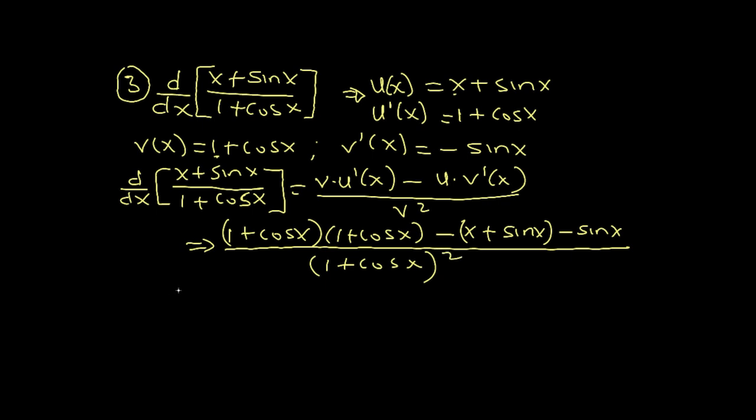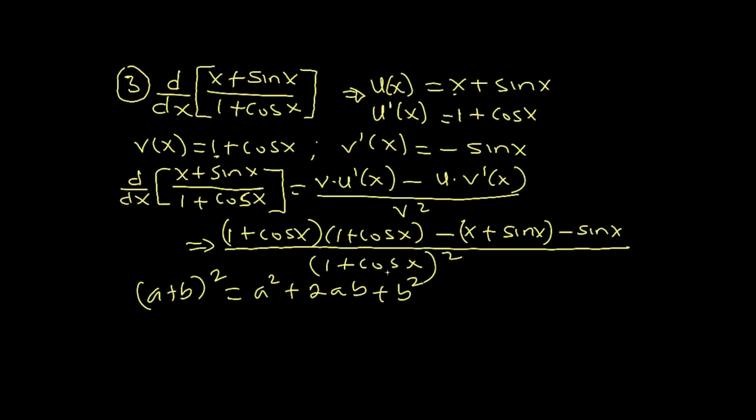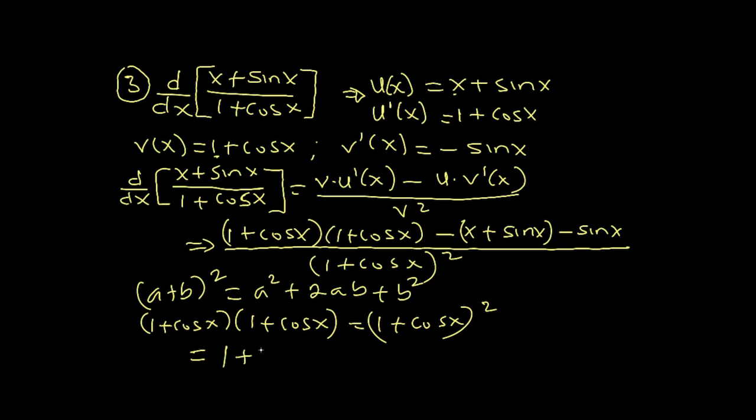So we can expand the numerator. If you do the expansion, note (a plus b) squared will be a squared plus 2ab plus b squared. So that's what we are going to apply in this case. My a is 1, my b is cos x, and we can write these two expressions. We can write 1 plus cos x times 1 plus cos x as (1 plus cos x) all squared. That will give us 1 plus 2 cos x, and then plus cos squared x.